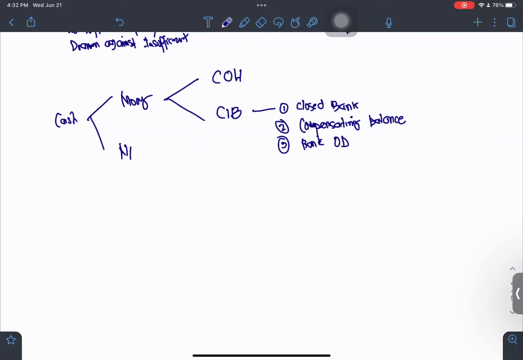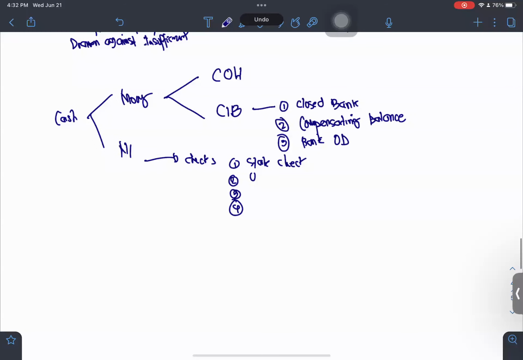For negotiable instrument, we are talking here about your checks. So what are the items that you need to remember? First, we have your stale check. Aside from your stale check, we have your unreleased check. Aside from unreleased check, we have the so-called post-dated check. And then we have your NSF check.